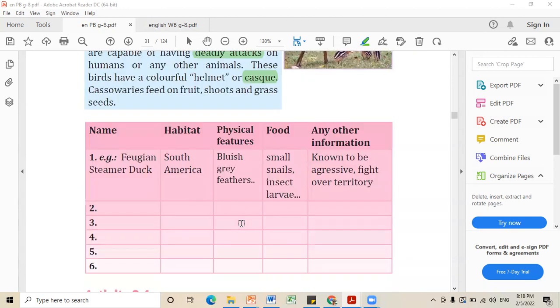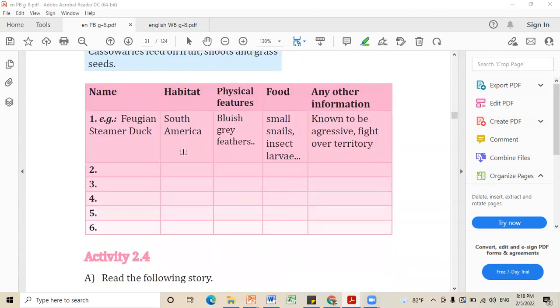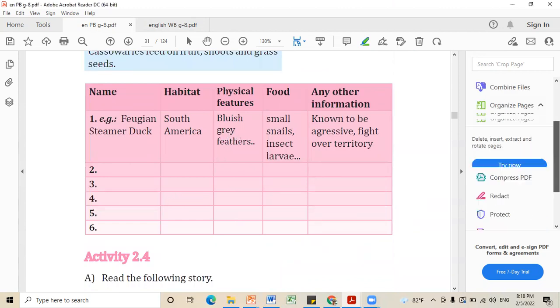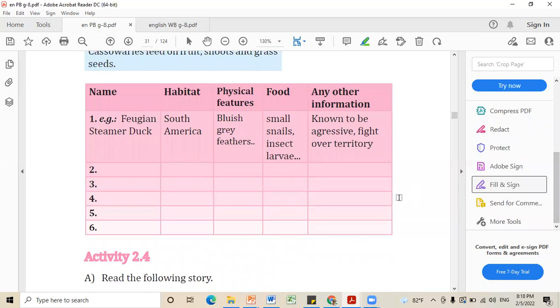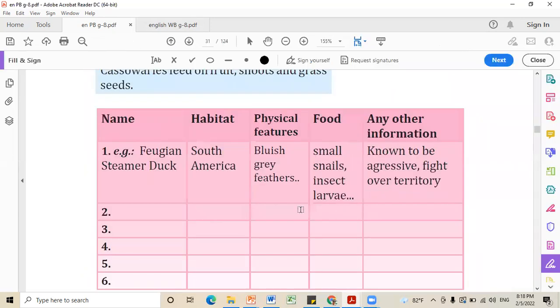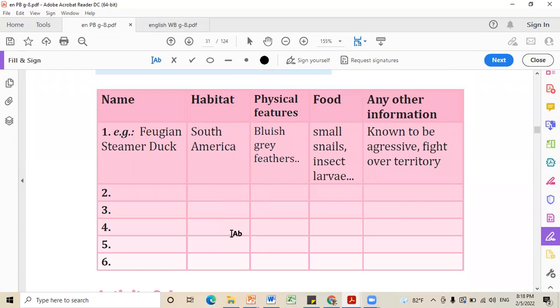So can someone tell me what is the habitat of the kiwi? Can someone tell me what is the habitat? I told you habitat means it is where they live, right? So where does kiwi live? Can someone tell me? Where do they live?